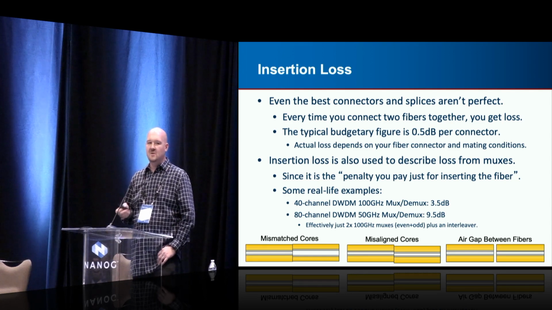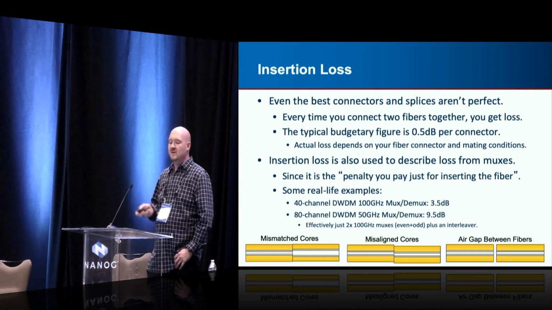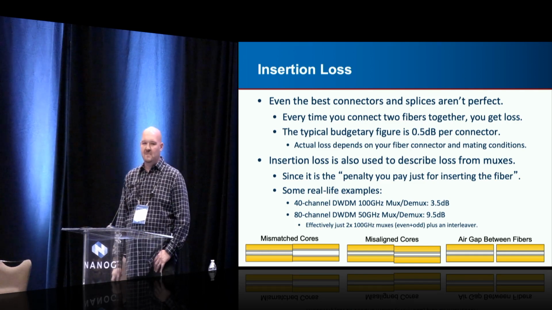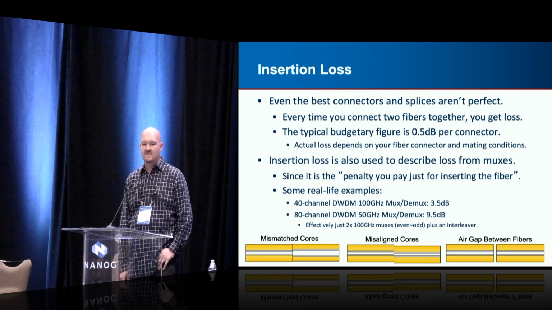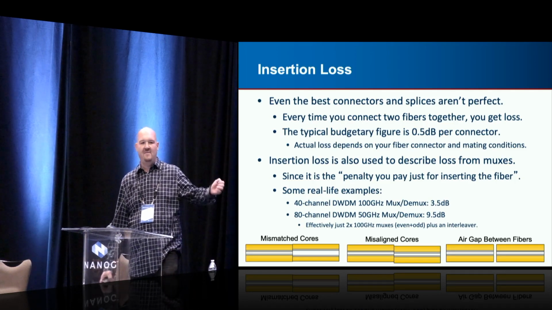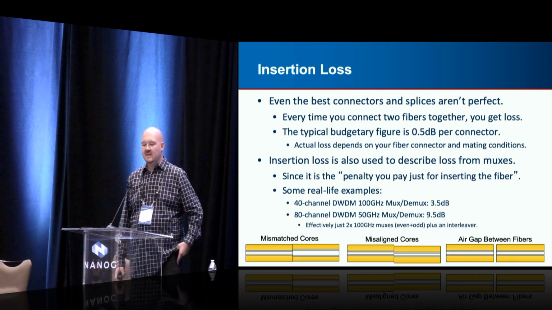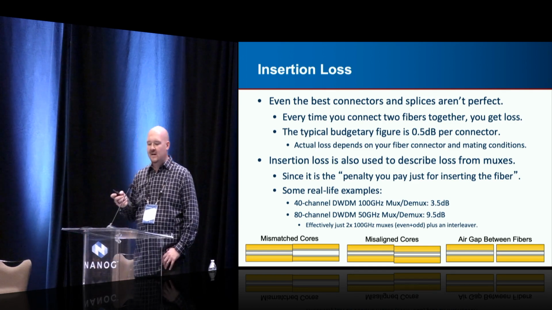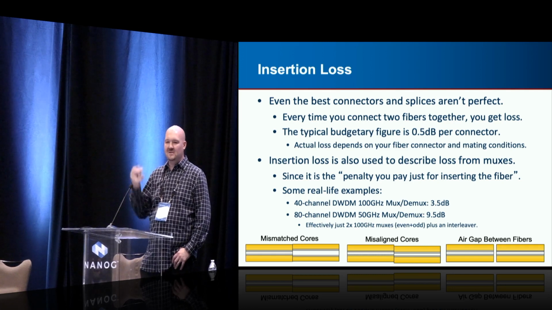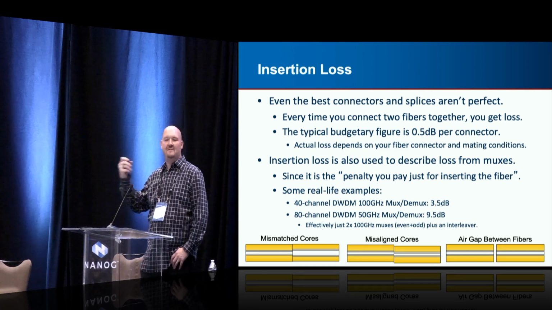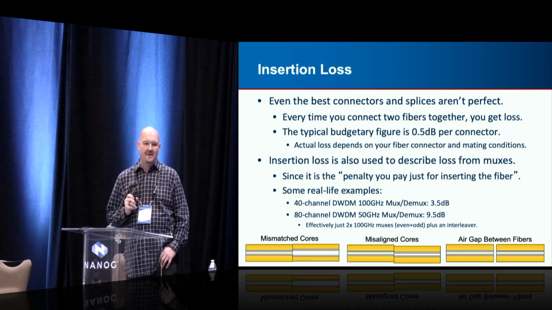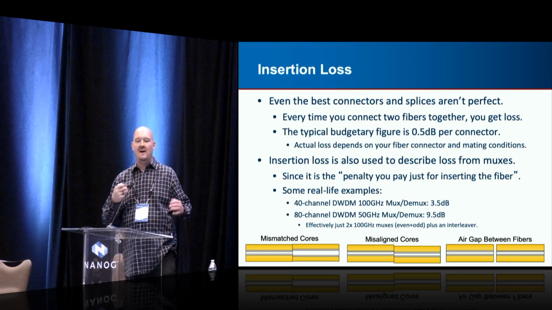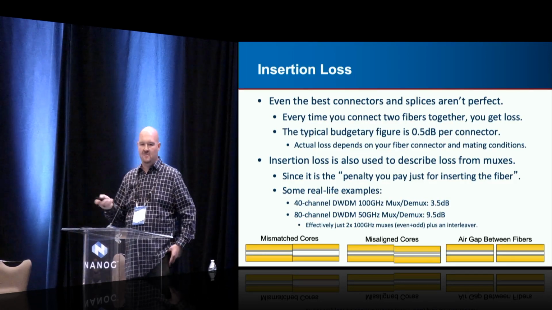Insertion loss is also used to describe loss from a mux. It's just the penalty you pay from plugging in the fiber. So you might plug into a 40 channel DWDM system and have a 3.5 dB loss just from going into that mux. You might plug into an 80 channel system and see 9.5 dB. Remember, an 80 channel system is really just two 40 channel systems glued together with an interleaver. That's why that insertion loss is so high. That's why you typically see these systems only used on high-end amplified systems where you can overcome that kind of loss.